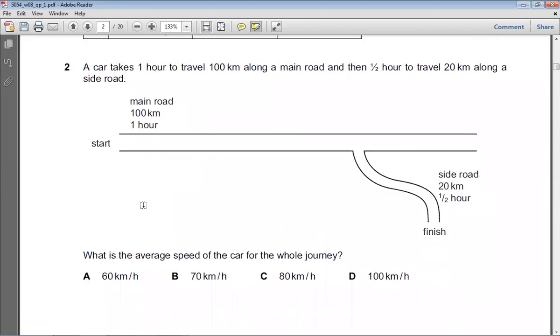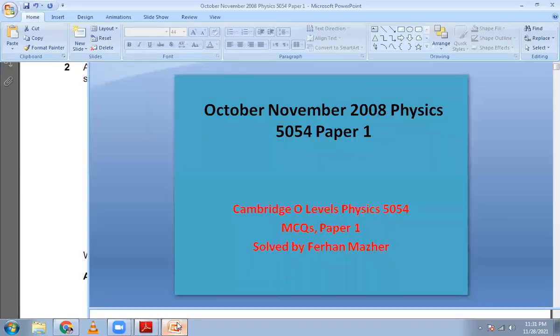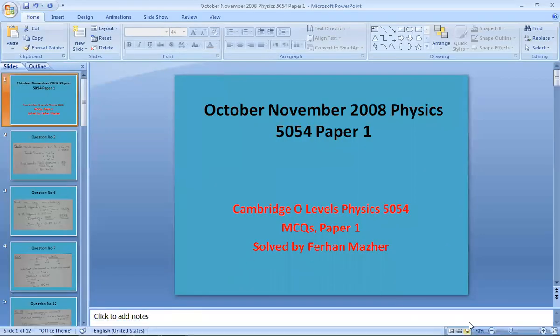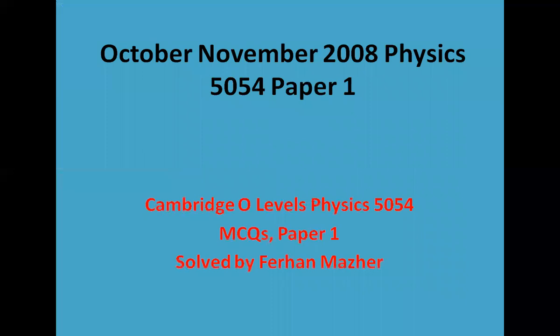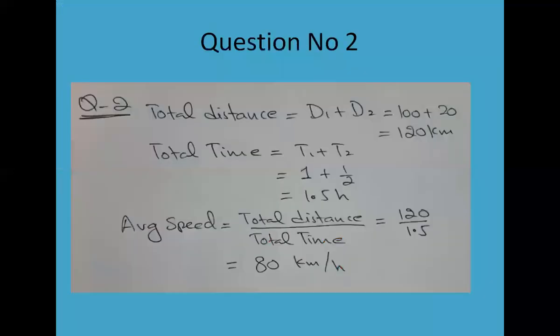Okay, question number 2 coming up on your screen. A car takes 1 hour to travel 100 kilometers along a main road and then half hour to travel 20 kilometers along a side road. So 100 kilometer was covered in 1 hour, and then 20 kilometer was covered in half hour. What is the average speed of the car for the whole journey? So whenever you find the average speed, the methodology is you find out the total distance traveled and you divide it with the total time.